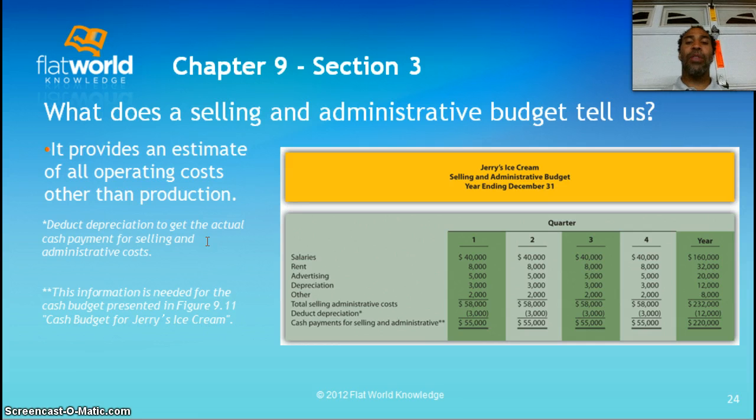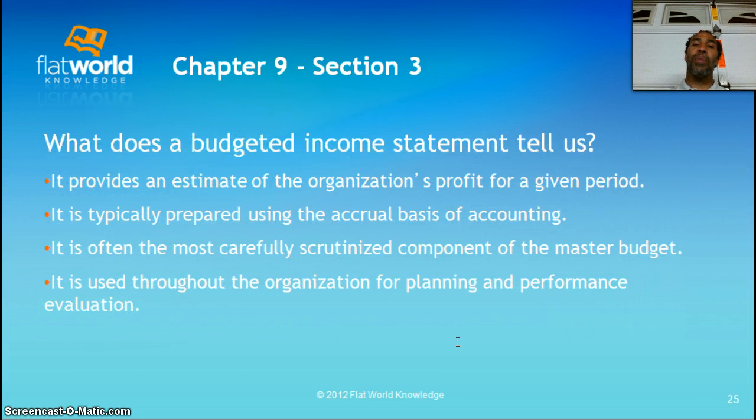What does a selling and administrative budget tell us? Well, this is the money that we pay to individuals in human resources and in marketing and in sales. So salaries, $40,000. These are all going to be the same across the board. Rent, advertising, depreciation, other. Total selling administrative costs. Deduct your depreciation, and then you have your cash payments for selling and administrative. It doesn't bring money into the company, but it's definitely necessary.